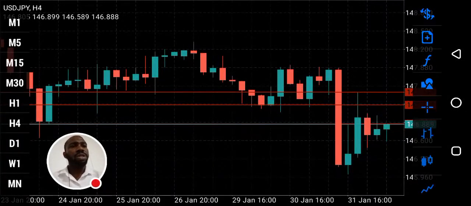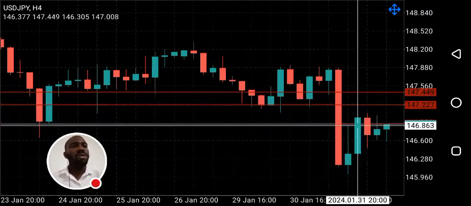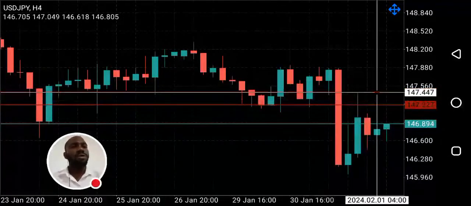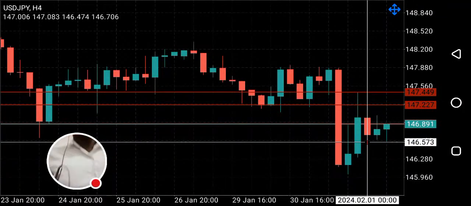So this is the zone you should consider selling. That would be my suggestion. Wait for price to fill this zone, fill this gap before you sell. That's my take on USD JPY. So that will be all for today's session.